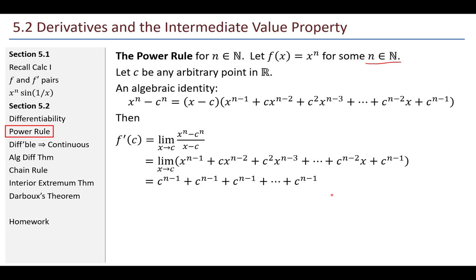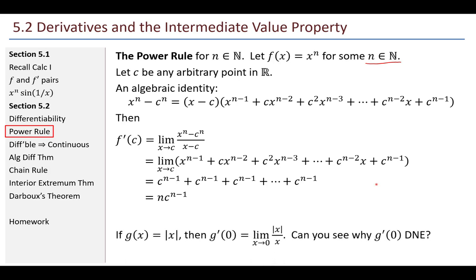How many terms are there? Do you see? There are n terms. So the derivative of f at c is n c raised to the n minus 1. And that's it. That basically proves the power rule. You should contrast that, for example, with the absolute value. What is the derivative of the absolute value at 0? Well, it'll be the limit as x goes to 0 of absolute value of x over x. Can you see why the derivative at 0 doesn't exist? And this shows, by definition, that the absolute value is not differentiable at 0.